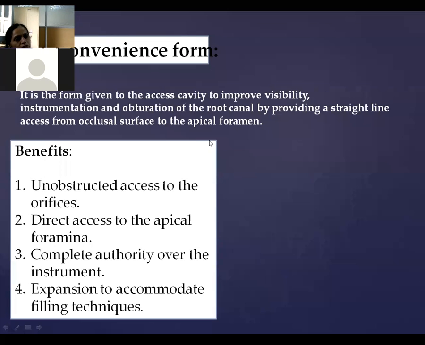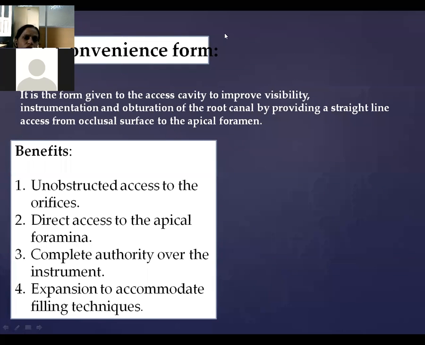If the size is big, the access cavity will be big. If the size of the pulp chamber is small, the access cavity will be small. Number and direction will also affect it. Suppose it is a second molar. Here only 2 canals are there. The shape will be different. Okay. Next is convenience form.